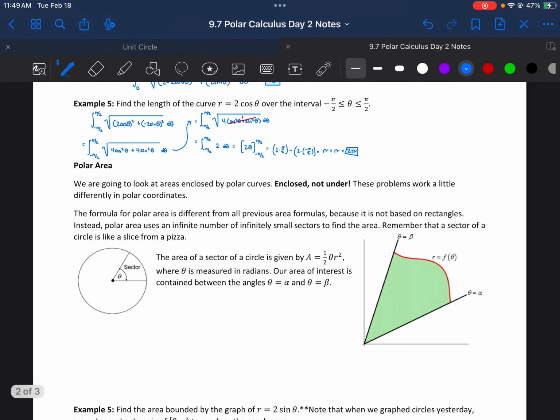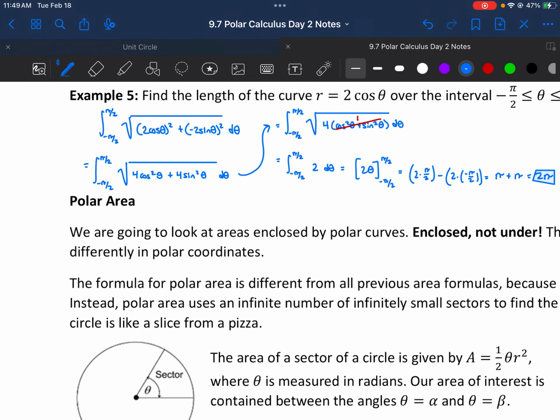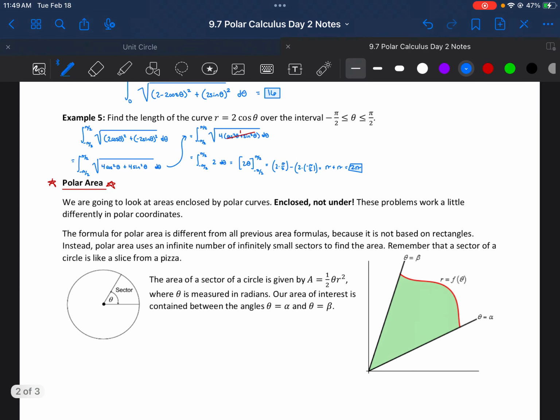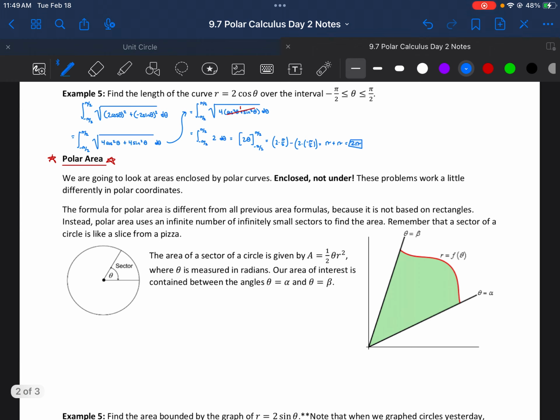All right, here's one of the really big topics from Unit 9 that gets tested on the AP exam, polar area. Again, I haven't seen polar arc length get tested that much. Polar area, you're guaranteed to get tested on. So we're going to be looking at areas enclosed by polar curves, not under. Okay, these work a little differently than rectangular coordinates. We're not looking at area under a curve. We're looking at area enclosed. Okay, enclosed, not under. Very important.